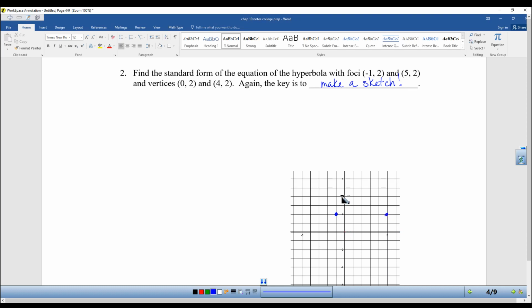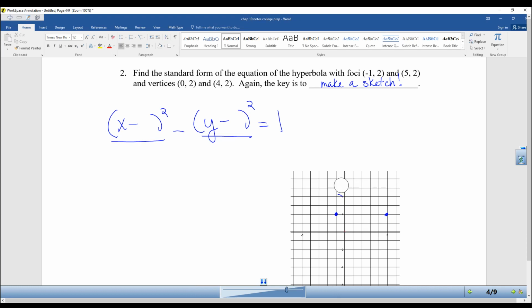So right away, if those are the foci, then this must be what the hyperbola looks like in its most general form. I know that it's x minus something squared, minus y minus something squared, and I know it's equal to 1. So I've really got a little bit of it filled in already. To get the center point, the center is going to be halfway between the foci. Since that's a total of 6, 1, 2, 3 is halfway. Now I have my center. My center is going to be 2, 2.